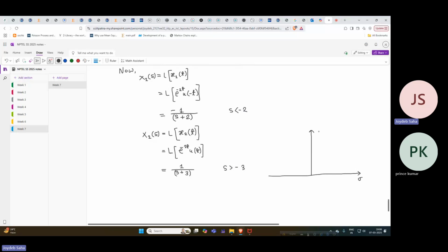This is sigma, this is j omega. This is minus 2. This is minus 3. So the region is greater than minus 3 and less than minus 2. So this is the ROC.